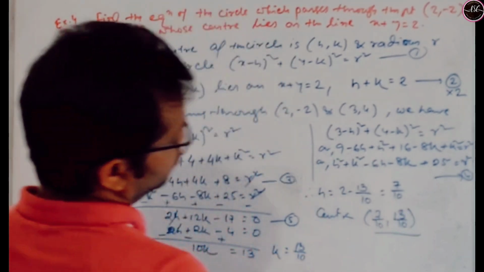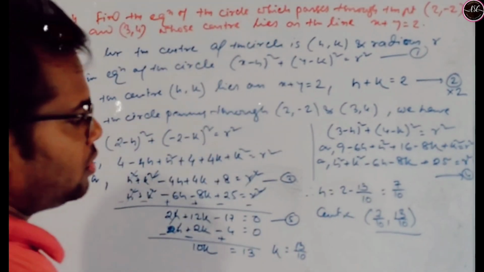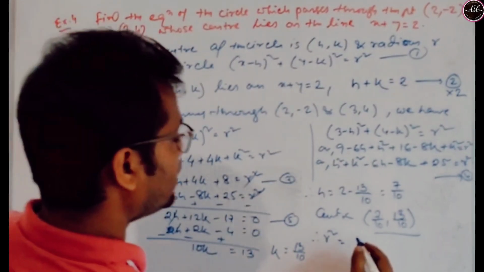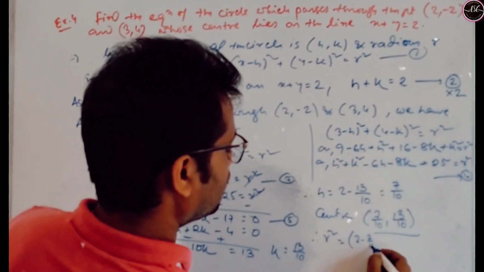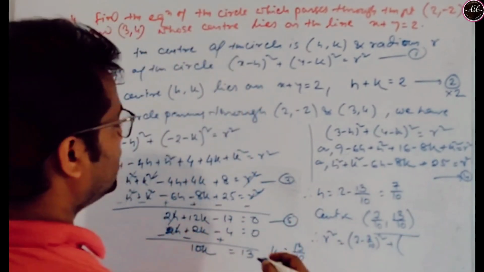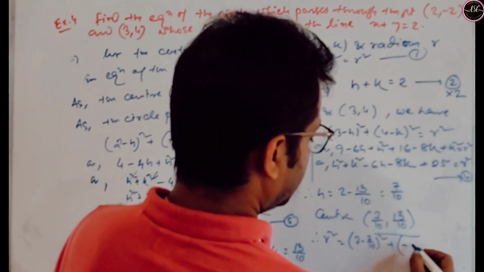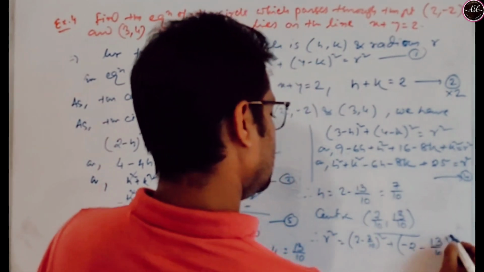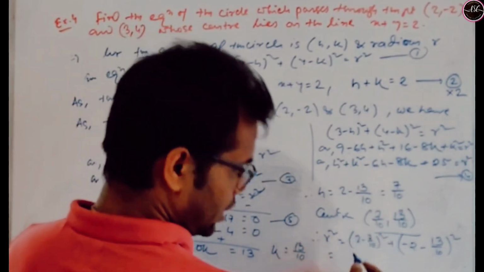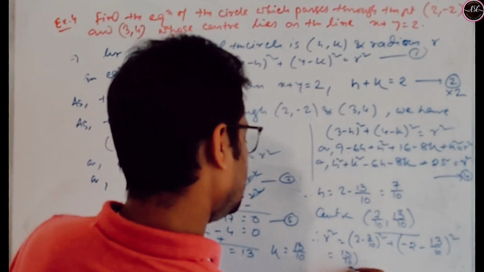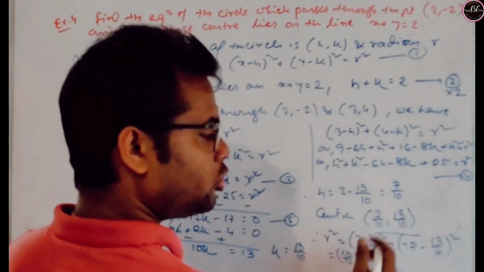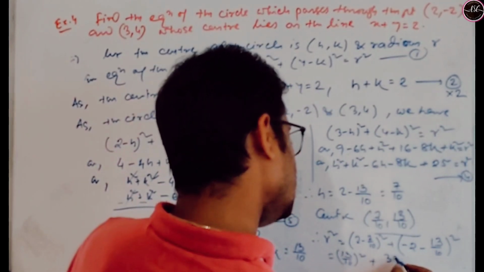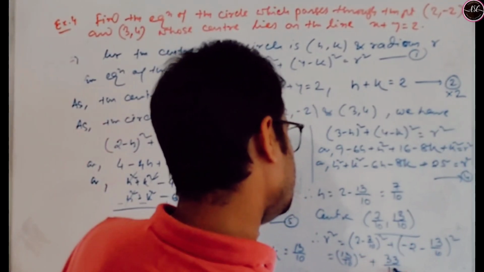So now to get the radius, just put the values of h and k in here. So r square equal to (2 minus h), that means (2 minus 7 by 10) whole square plus (minus 2 minus k), that means minus of (2 plus k), that is 13 by 10 whole square. Okay, so that will be 20 minus 7, that means 13 by 10 whole square, and here if we take minus common, that will be 20 plus 13, that means 33, and minus will be plus, so by 10 whole square.